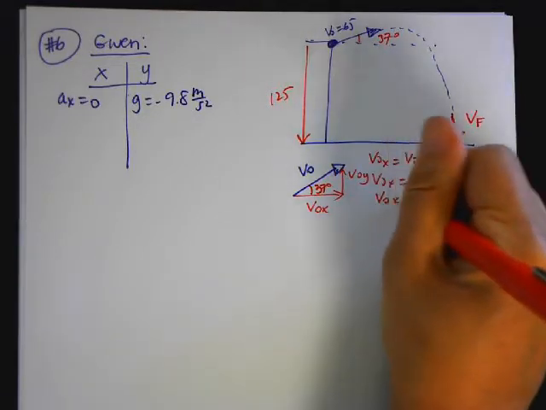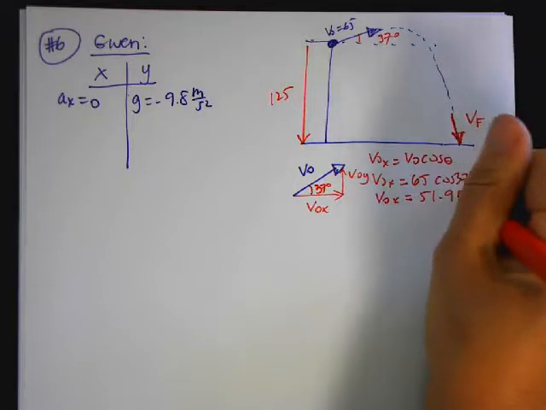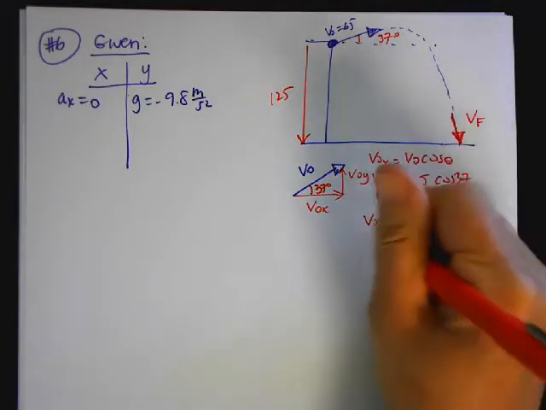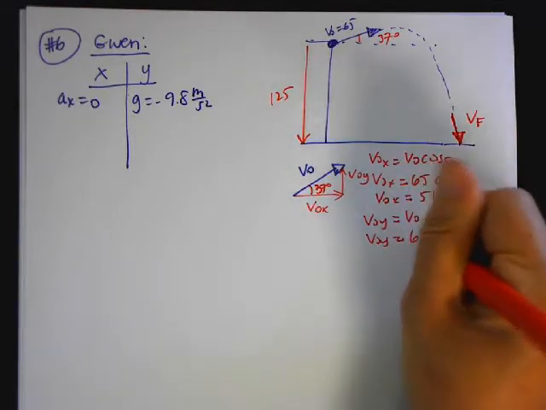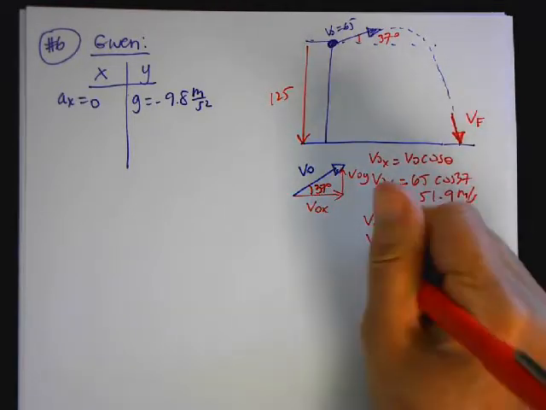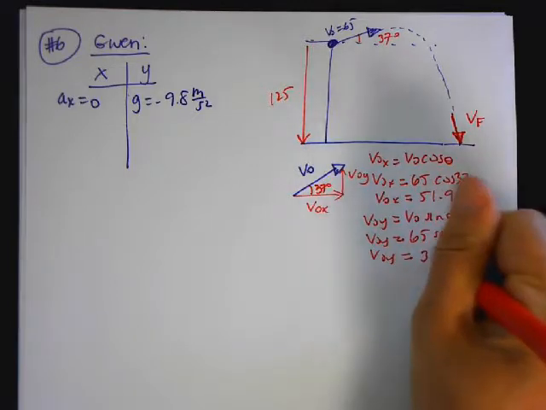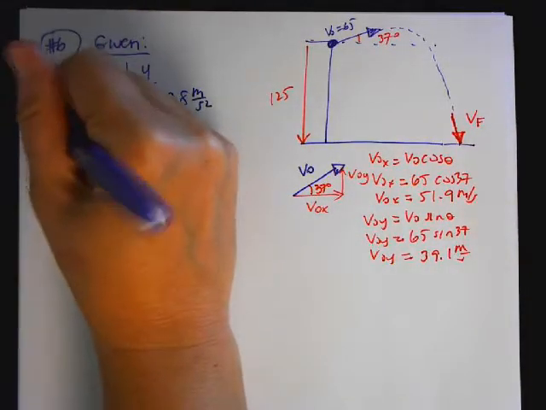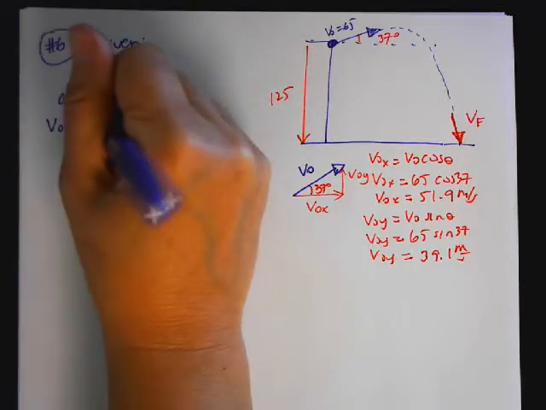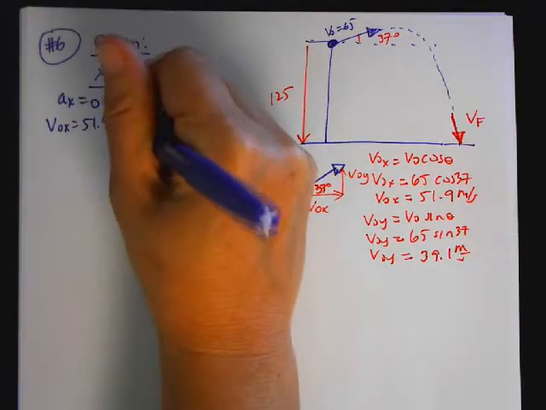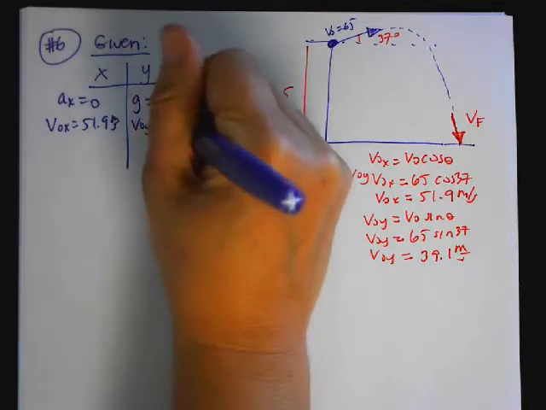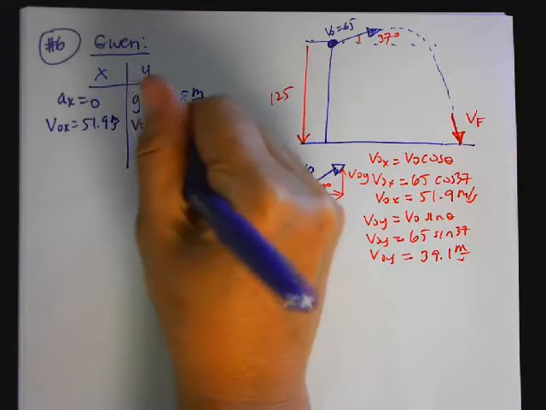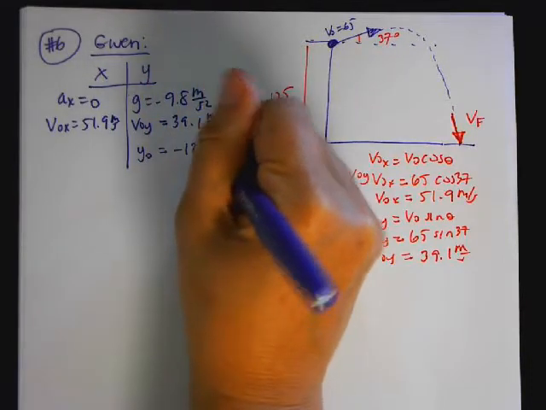When we do that on our calculator, it comes out to be 51.9. v naught y is equal to v naught sine theta, so v naught y is equal to 65 sine 37, which comes out to be 39.1. So I'm going to write this in my given: v naught x is equal to 51.9 and v naught y is equal to 39.1. Now, they also tell us that y naught is equal to negative 125 meters.